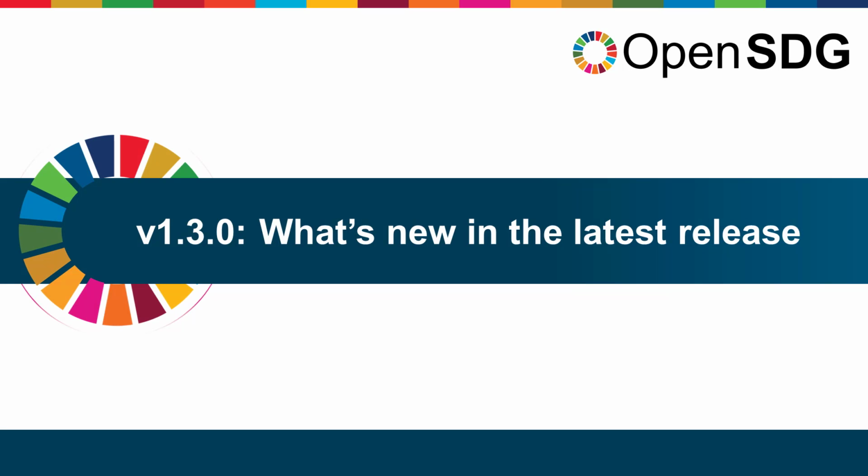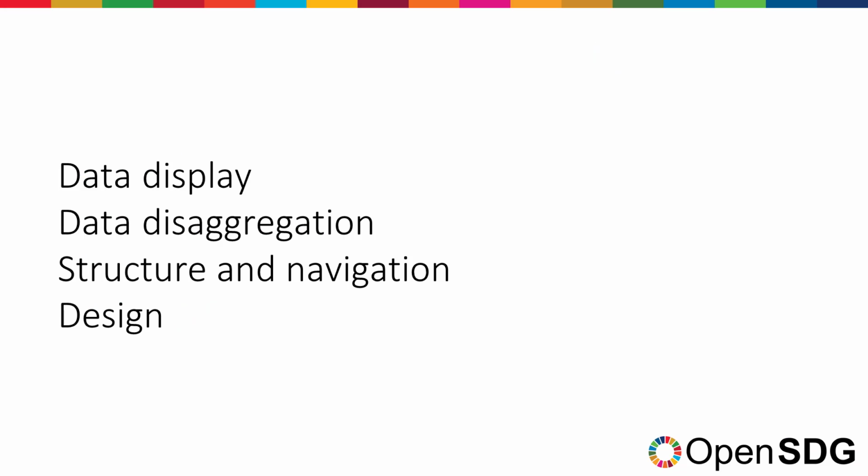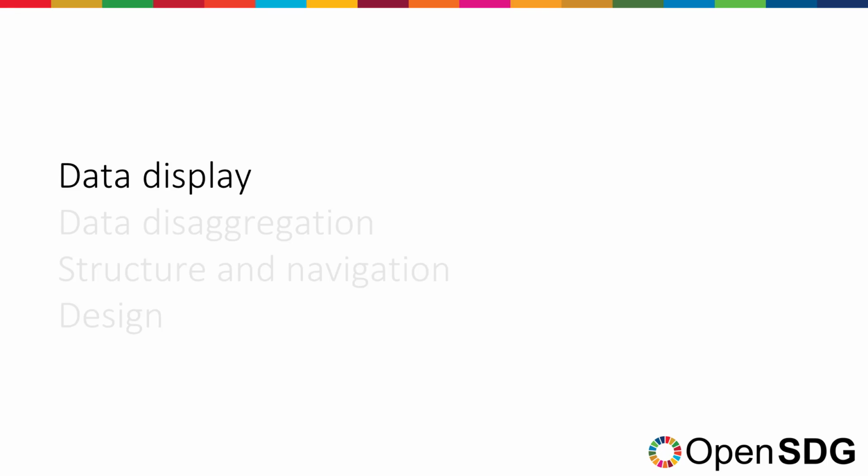Hello and welcome to this release video for version 1.3 of Open SDG, the open source platform for managing and publishing Sustainable Development Goals data and statistics. This release includes a variety of enhancements related to the following areas: data display, data disaggregation, structure and navigation, and design. Let's start with the enhancements related to data display.